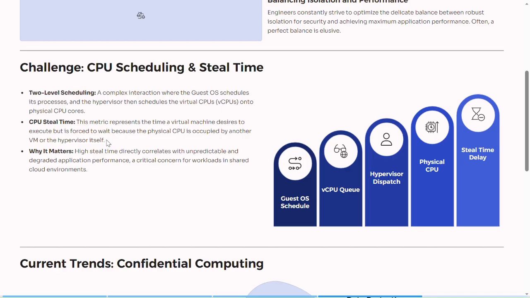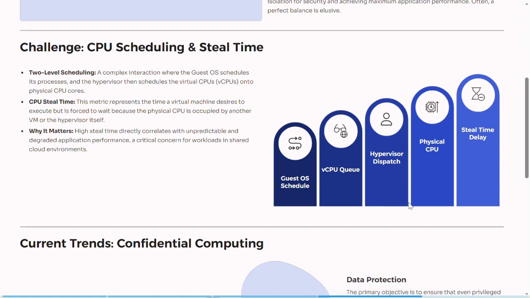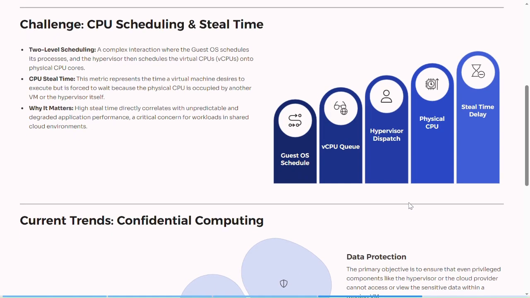Why does it matter? High steal time directly correlates with unpredictable and degraded application performance, and is a critical concern for workloads in shared cloud environments, which go through guest OS schedule, vCPU queue, hypervisor dispatch, physical CPU, and steal time delay.